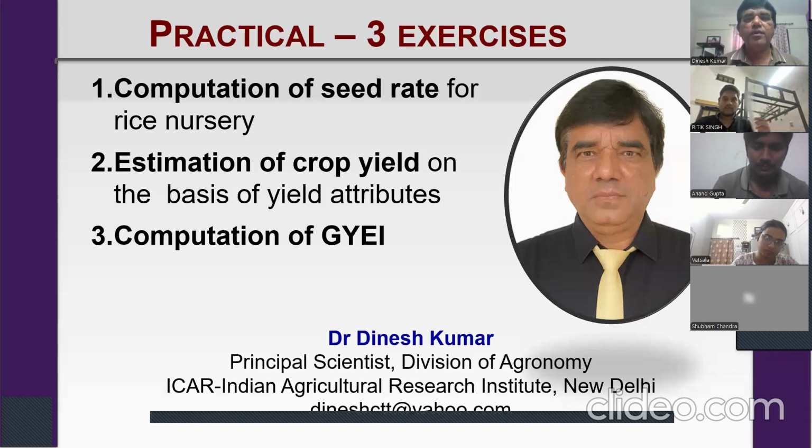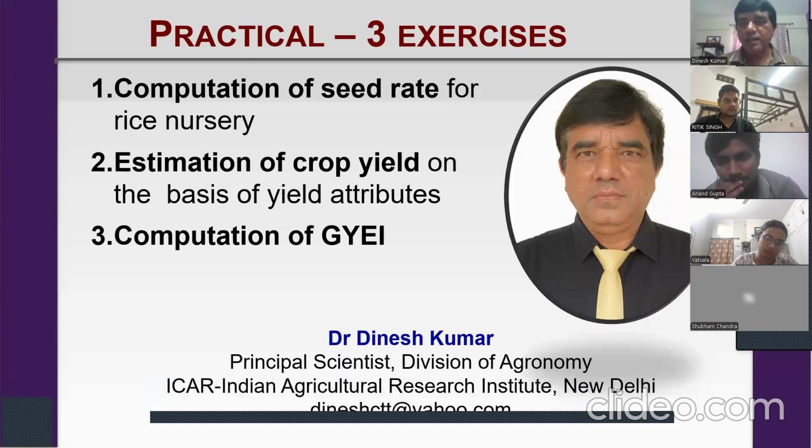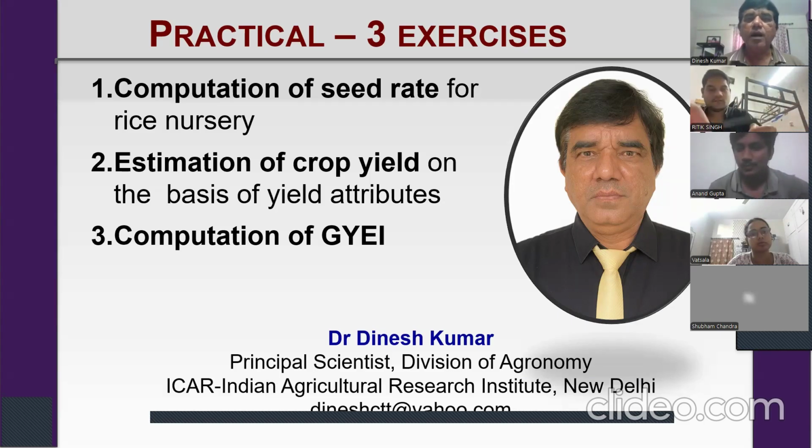Generally, in the case of wet bed method and dry bed method, seed rates are quite high compared to your SRI method, modified mat method, etc. So the requirement of seed is also affected by the kind of nursery we are going to grow. Number two is estimation of crop yield.